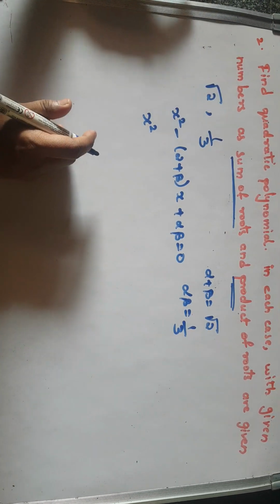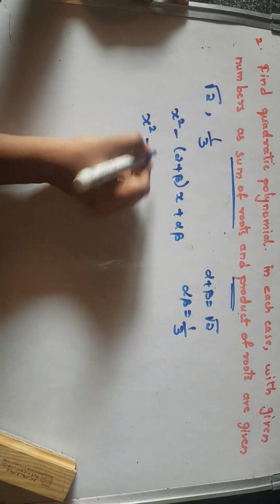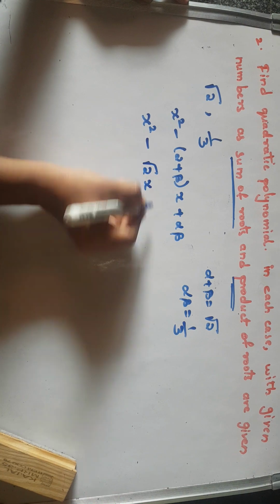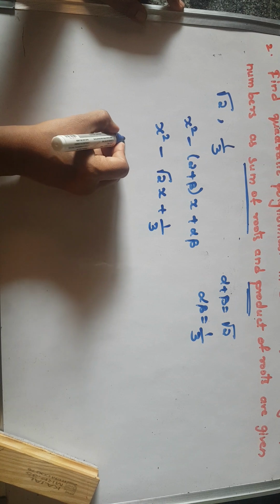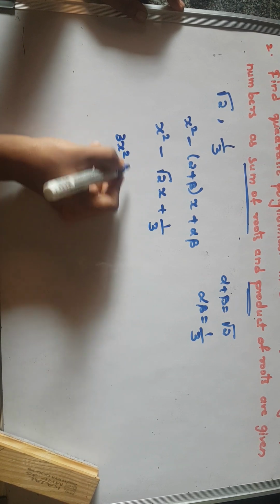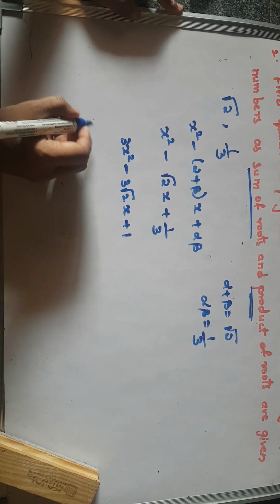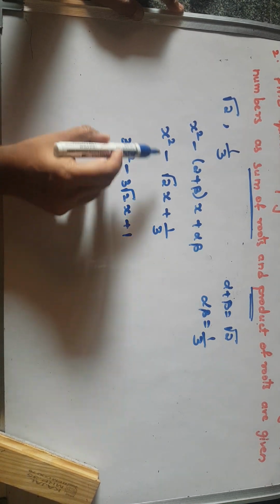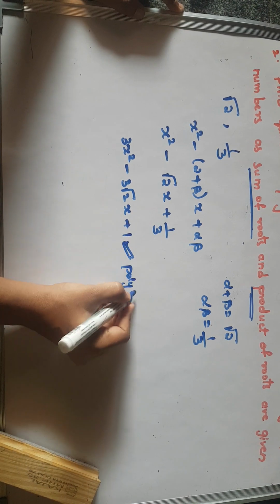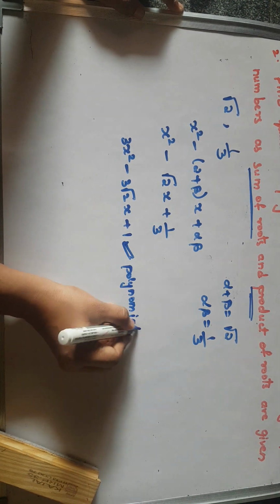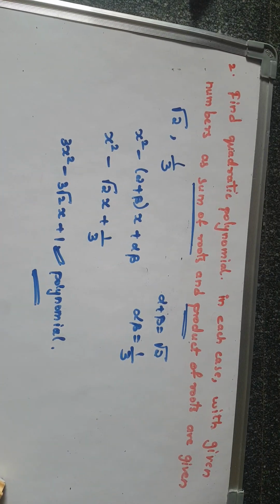So this is the polynomial: x square minus root 2 x plus 1 by 3. Take 3 as the LCM: 3x square minus 3 root 2 x plus 1. This is the final polynomial. Okay, let us continue with other questions.